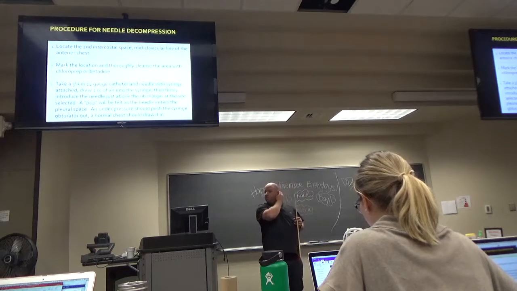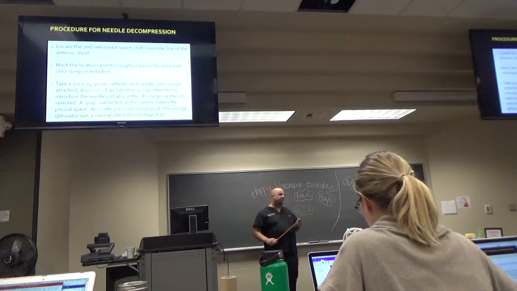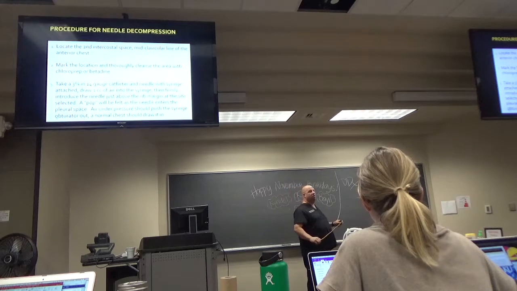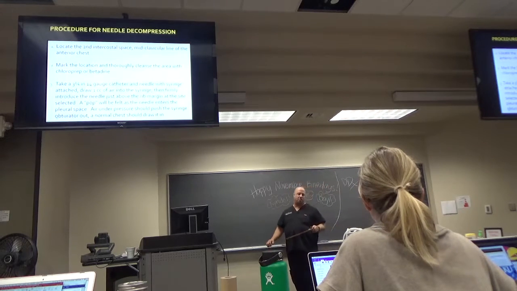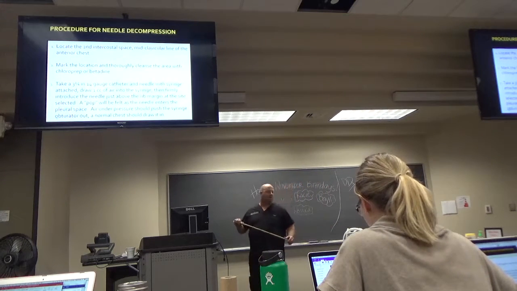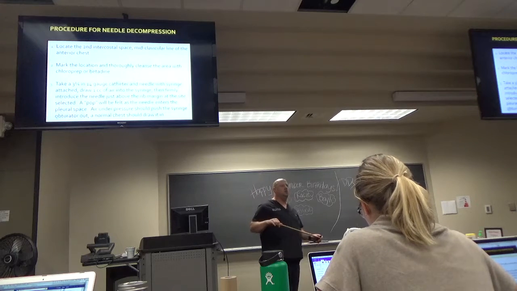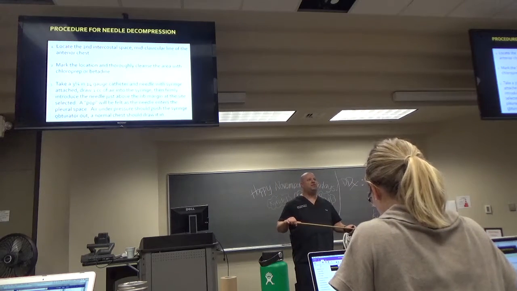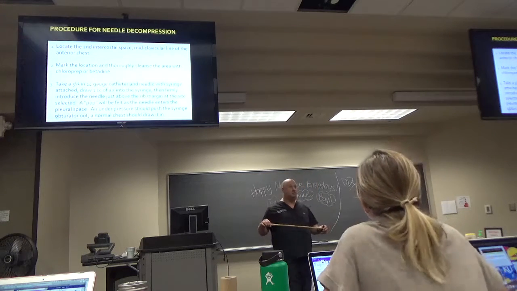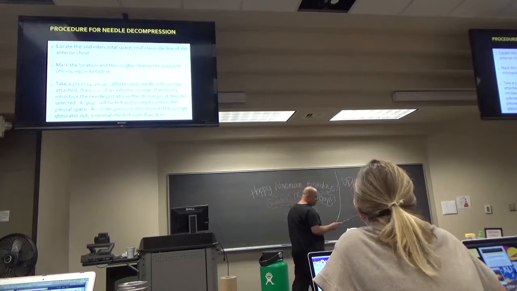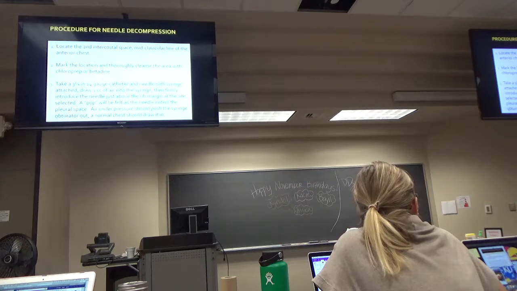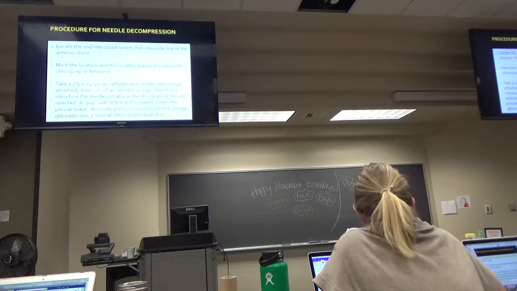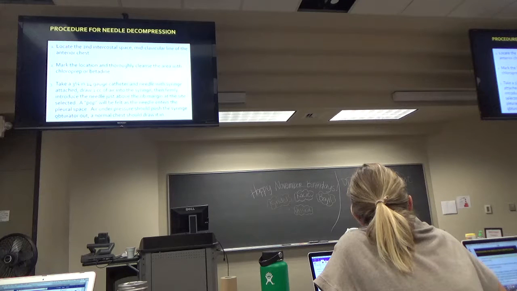So there are things that actually changed in the last month or so as far as the Committee on Trauma and recommendations for the size of the catheter that we use to treat a tension pneumothorax. In the past, the recommendation has been a 3 1/4 inch, 14 gauge catheter. It's 3.25 inches, okay, 14 gauge catheter. This is a 14 gauge needle catheter. 1 1/4.